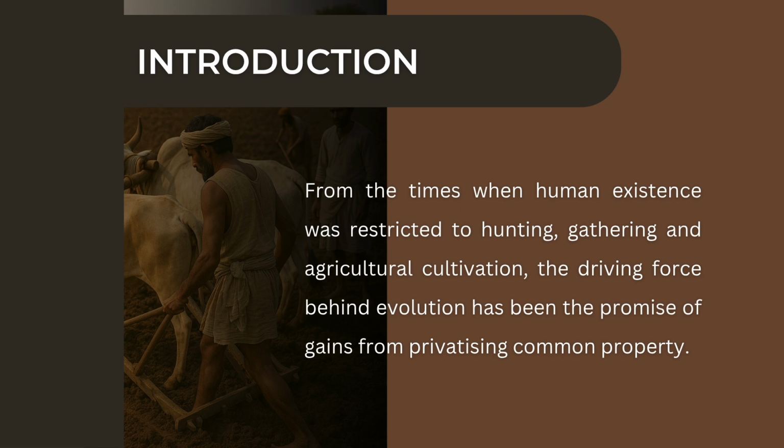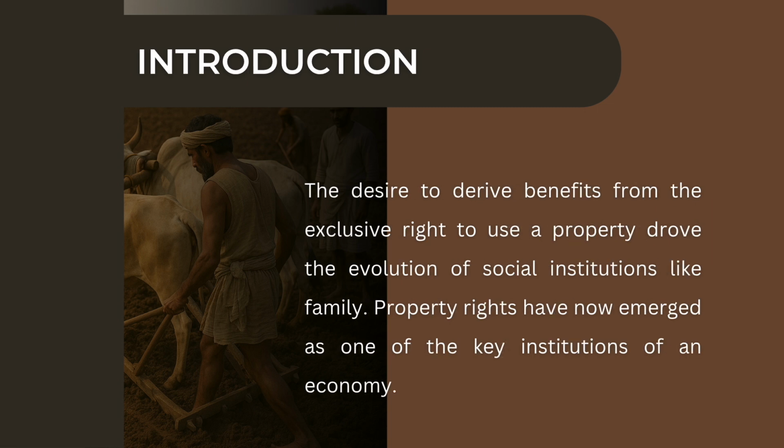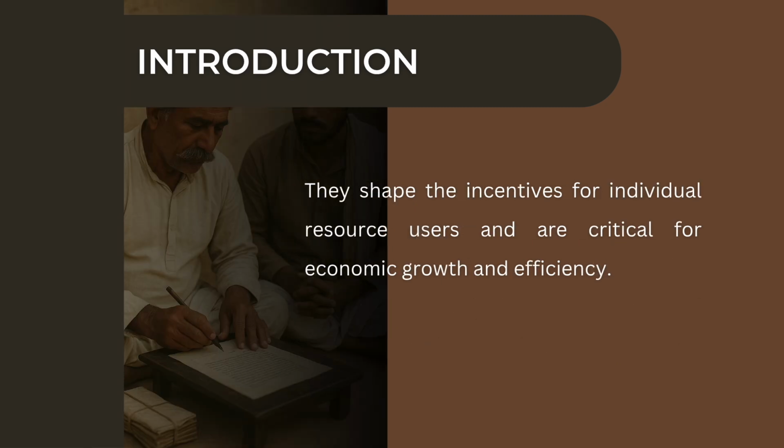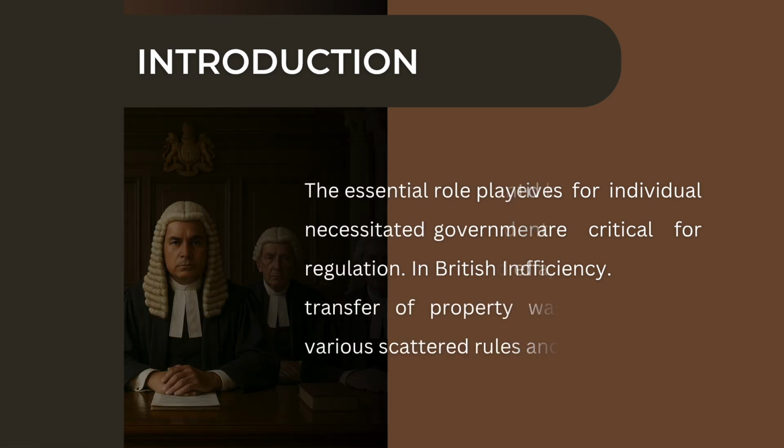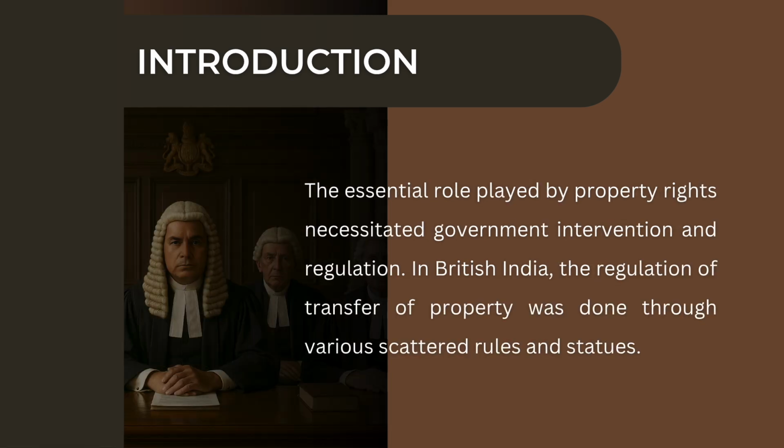From the times when human existence was restricted to hunting, gathering, and agricultural cultivation, the driving force behind evolution has been the promise of gains from privatizing common property. The desire to derive benefits from the exclusive right to use a property drove the evolution of social institutions like family. Property rights have now emerged as one of the key institutions of an economy. They shape the incentives for individual resource users and are critical for economic growth and efficiency. The essential role played by property rights necessitated government interventions and regulation.